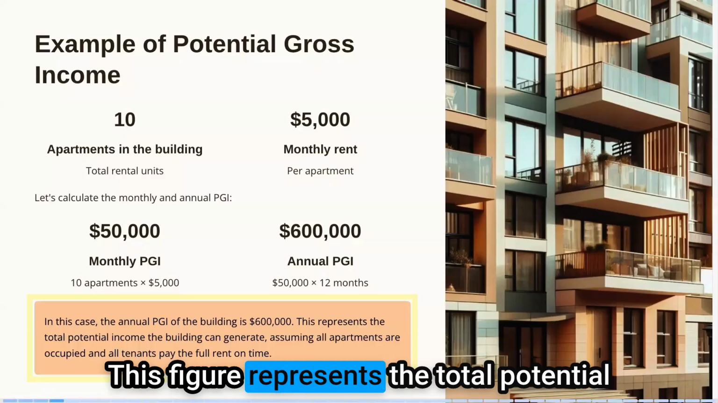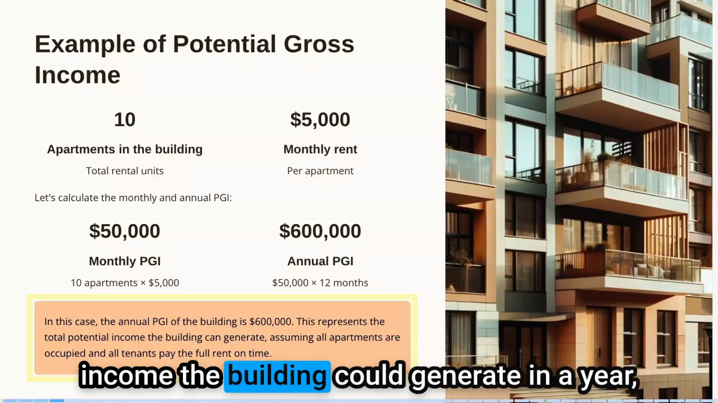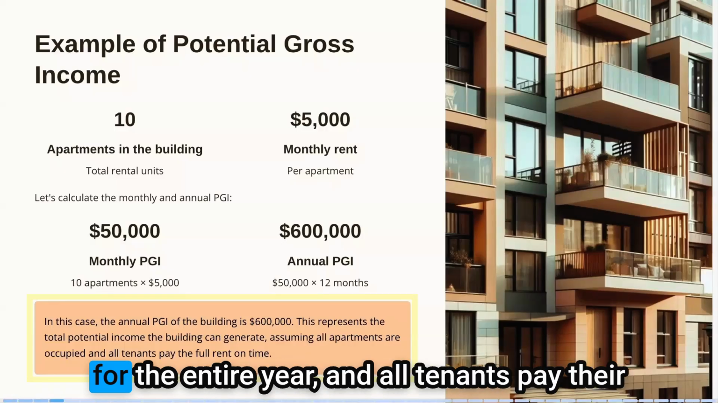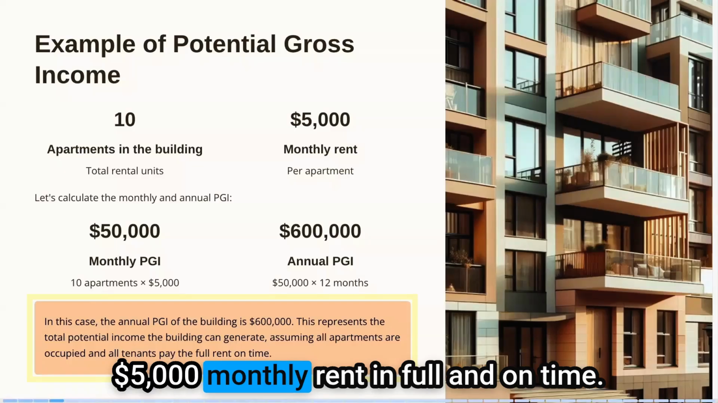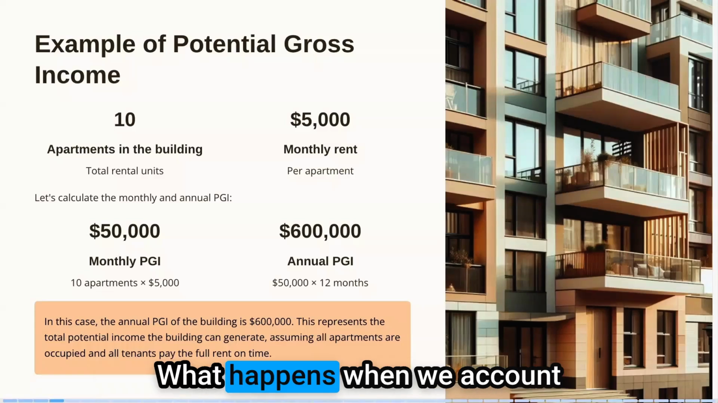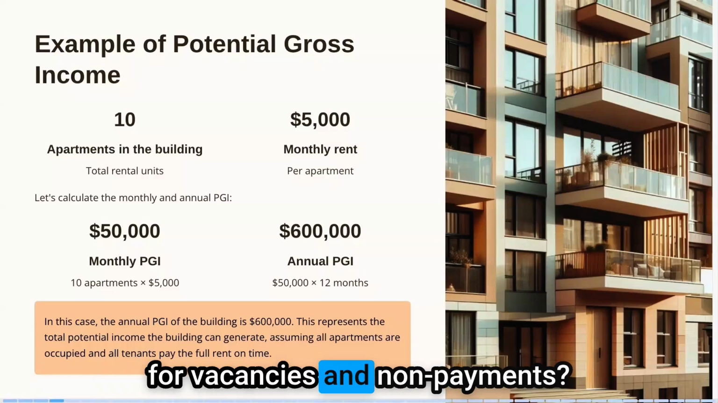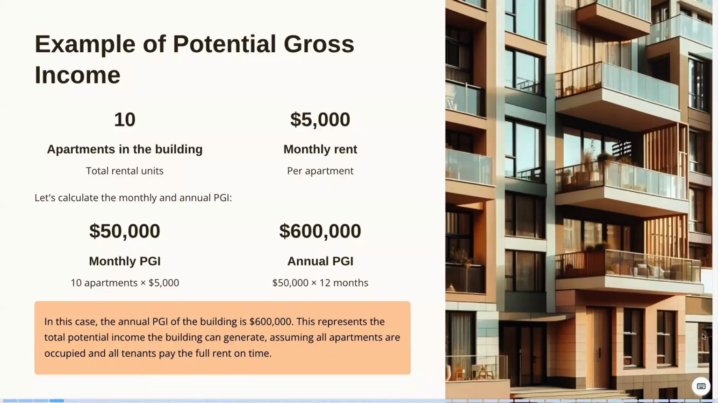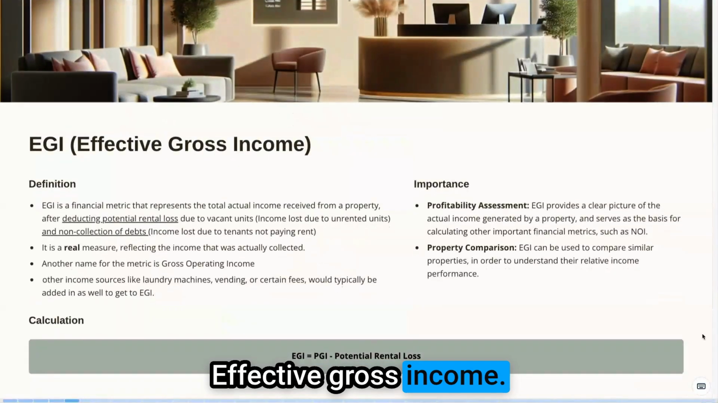This figure represents the total potential income the building could generate in a year, assuming all 10 apartments are occupied for the entire year and all tenants pay their $5,000 monthly rent in full and on time. Of course, the real world is rarely perfect. What happens when we account for vacancies and non payments? That brings us to our next metric: effective gross income, EGI.